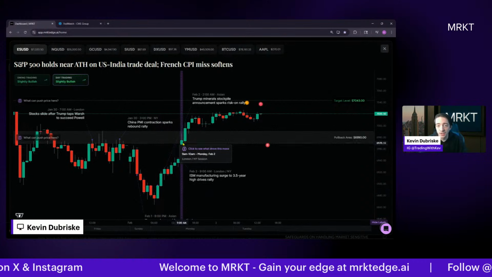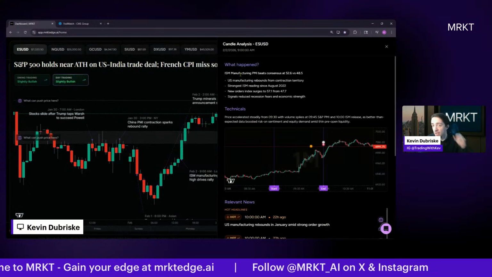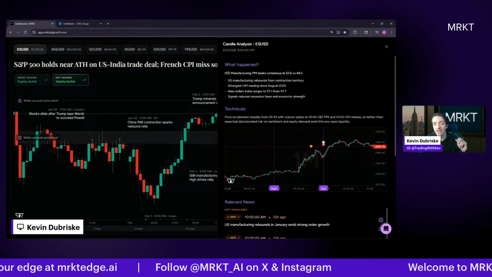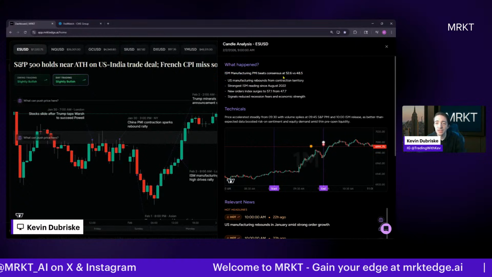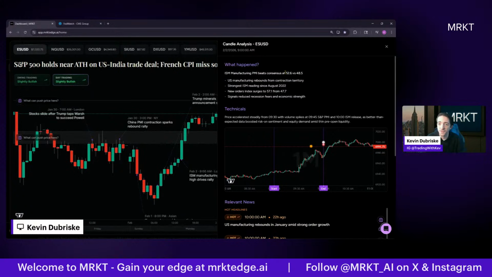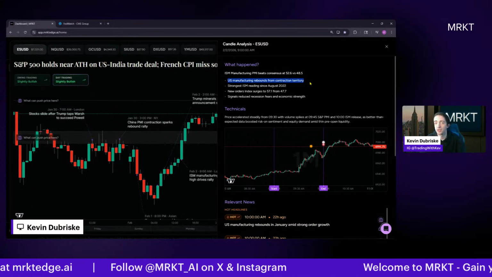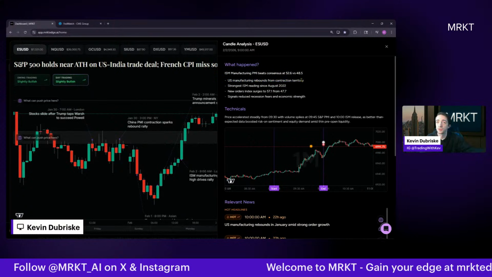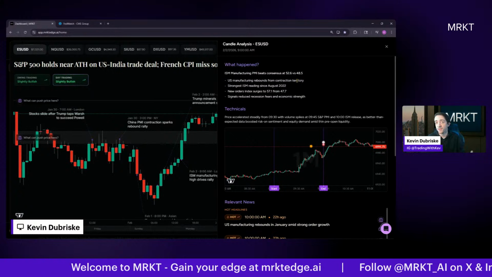We continued higher. Then what happened at 10 a.m., we had our ISM manufacturing. So ISM manufacturing PMI beats consensus. This was one of the biggest beats since 2022. So 52.6 versus 48.5. US manufacturing rebounds from contraction territory. Guys, this is a really big sign for optimism for the economy, right?